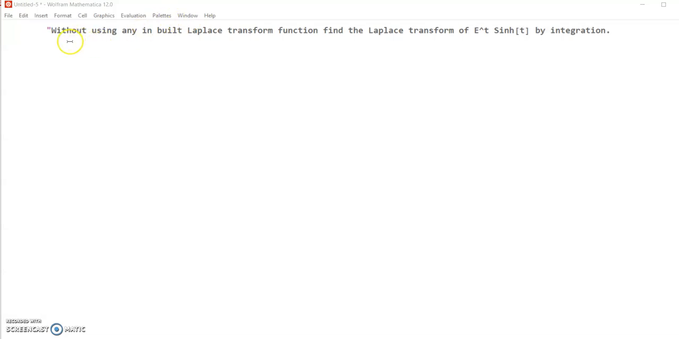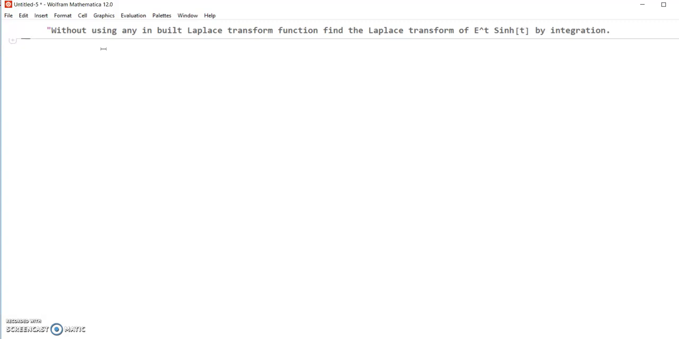Okay, question is, without using any inbuilt Laplace transform function in Mathematica, find the Laplace transform of e to the power t sine hyperbolic t by integration. So our function is, so let's define this function.